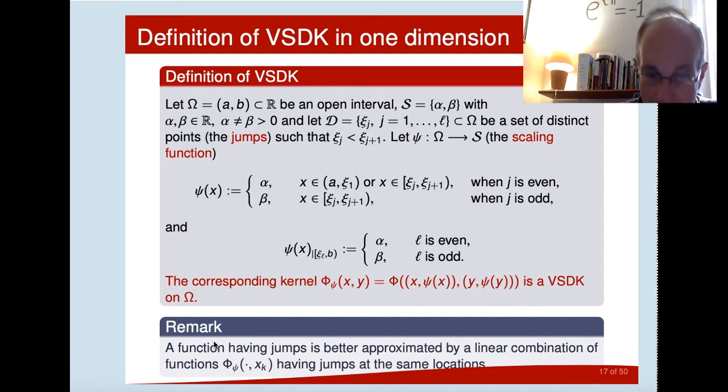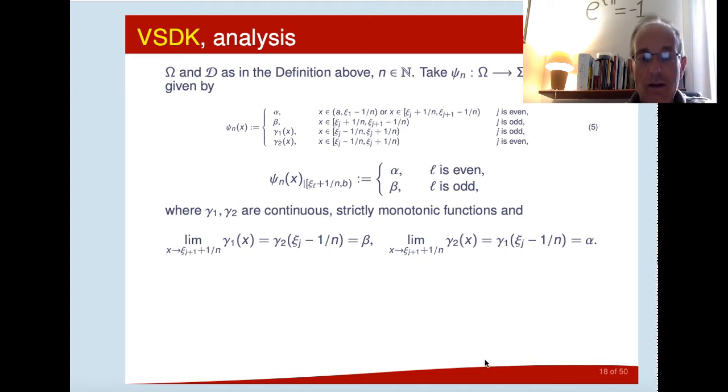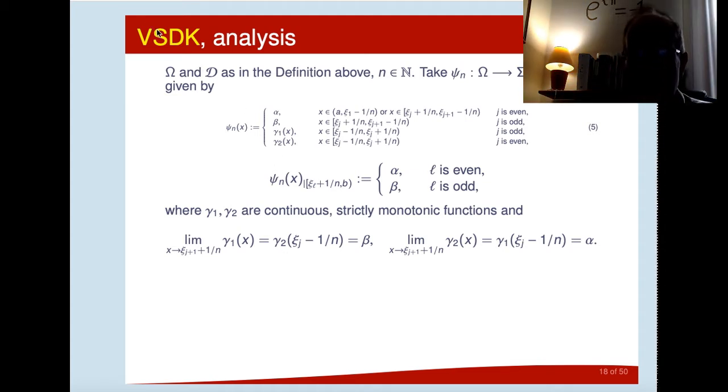And so again, we remark that this function having jumps, the interpolant, is a linear combination of functions. So our function now, the radial basis function, or in some sense what we call the translates, having jumps at the same location as the function has, because we are trying to reconstruct a function with discontinuity. So now the analysis cannot be done in the usual way, in the analysis of the convergence.